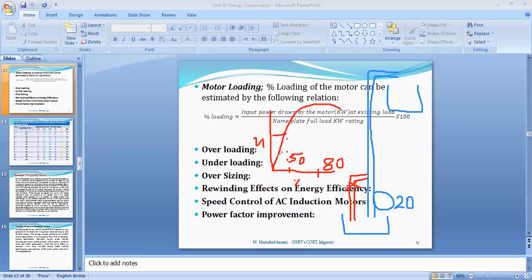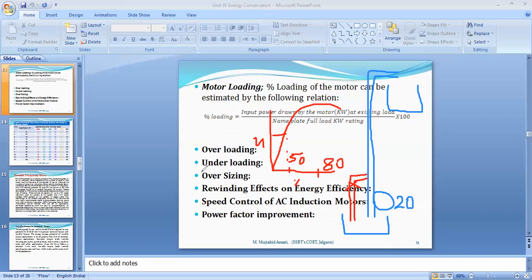So to improve the percentage loading, either the motor may be connected into star, or the oversized motor can be replaced by the proper one. The second effect on the losses in motive power is the rewinding of the motor. It is found that after rewinding of the motor, the workmanship will not be the same as when it was new. The air gap between the rotor and stator increases. Because of this increase in air gap, the motor will draw more reactive current and work at a poor power factor.